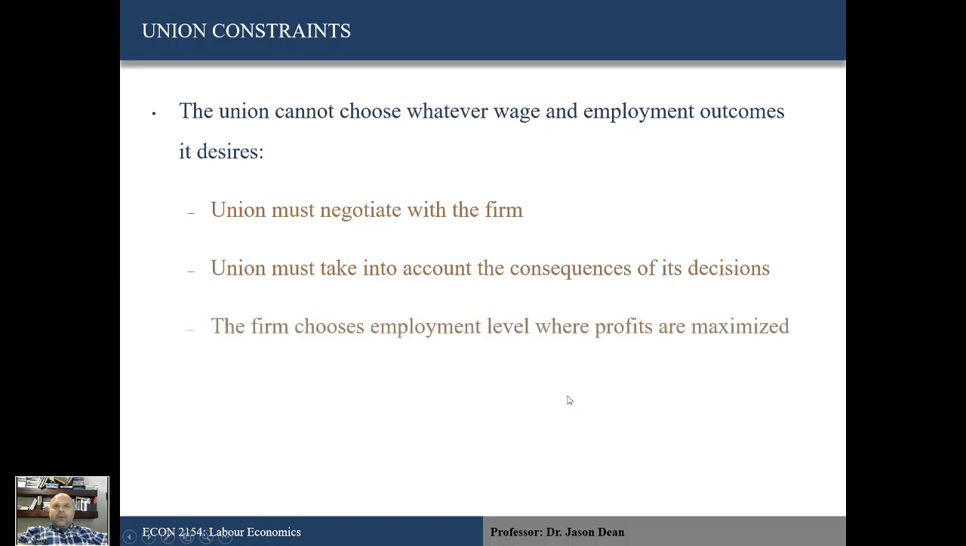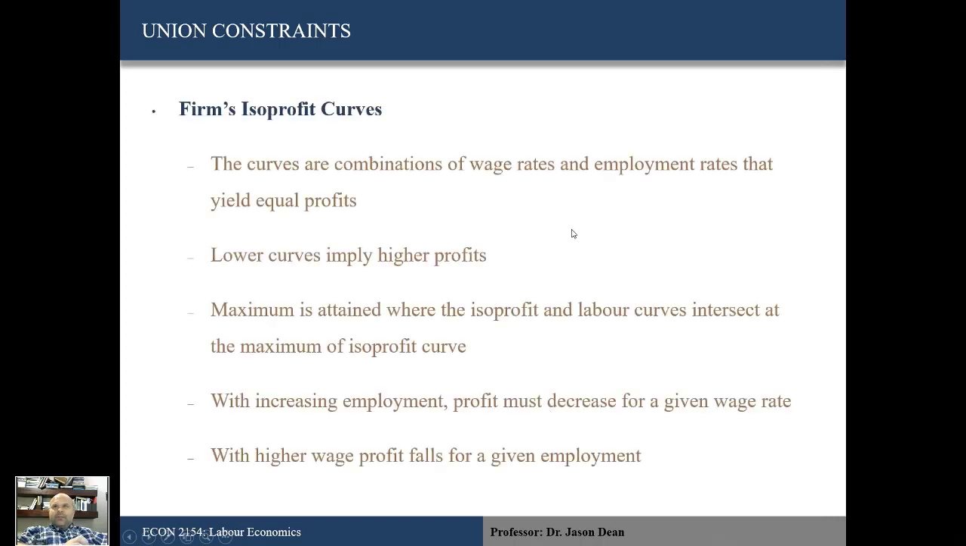So the firm, obviously, as I mentioned, is going to choose the employment level where profits are maximized. So the consequence would be whatever the wage they negotiated is. It could have the unintended consequence of reducing perhaps employment by too much. We're going to represent firms' isoprofit curves in our diagram. So we're essentially putting in the firm's profit into the diagram, and we'll see why we're doing that in a moment. Isoprofit curves are combinations of wages and employment rates that yield equal profits.